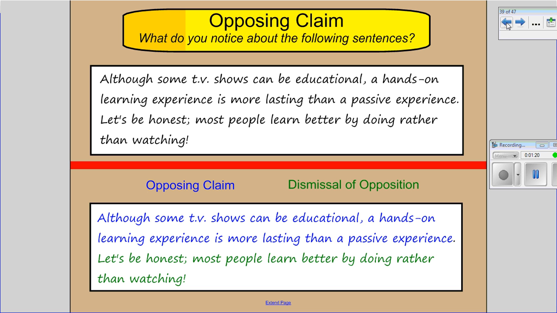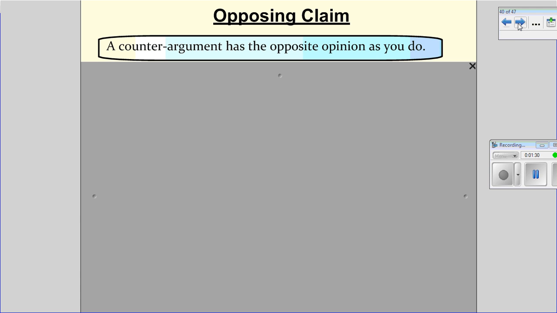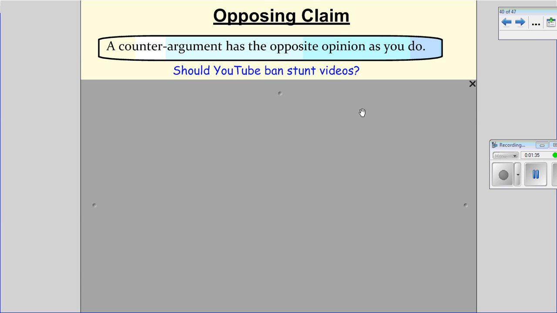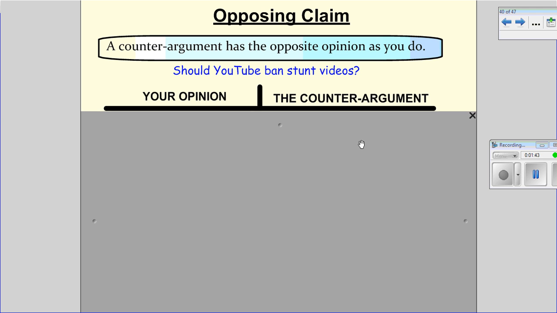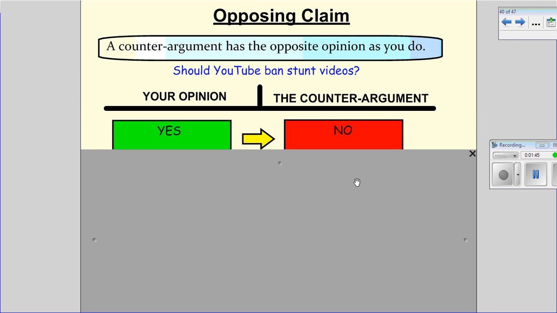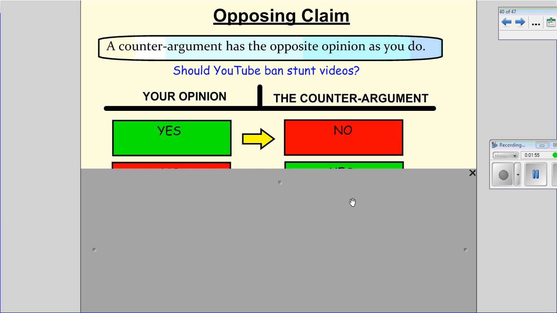So what we're going to do is first talk about the opposing claim, then you're going to write your opposing claim, then we're going to talk about the dismissal, and then you will write the dismissal. If we look at the opposing claim, it's the counter argument that has the opposite opinion than you do. Some of you have been working with the topic of should YouTube ban stunt videos. Some of you might have said yes, YouTube should ban stunt videos. If you said yes, then the counter argument would be no, YouTube should not ban stunt videos.